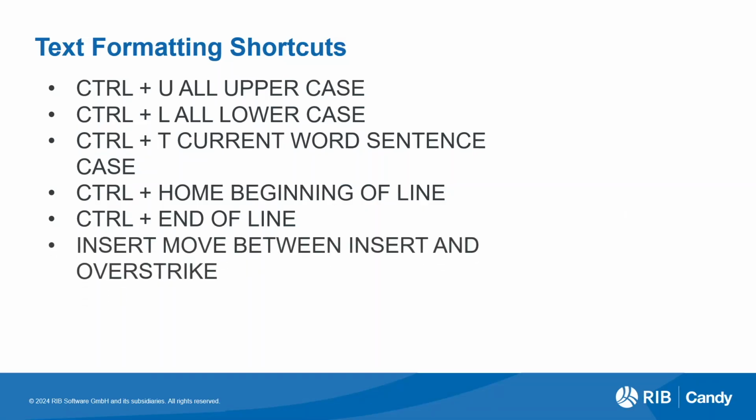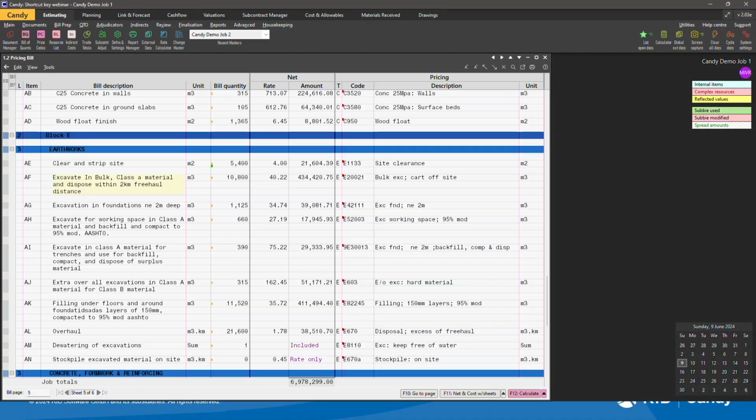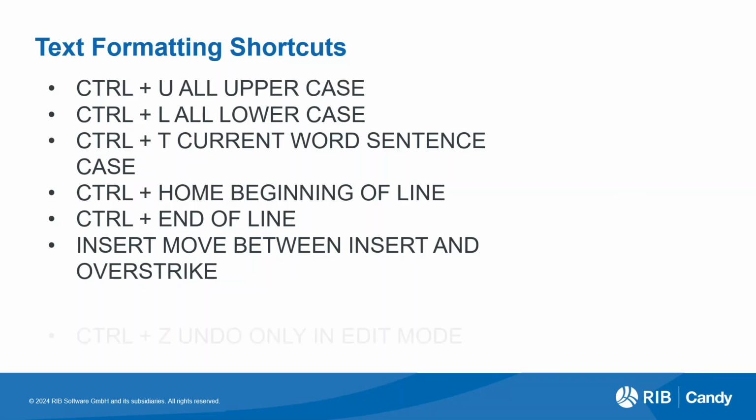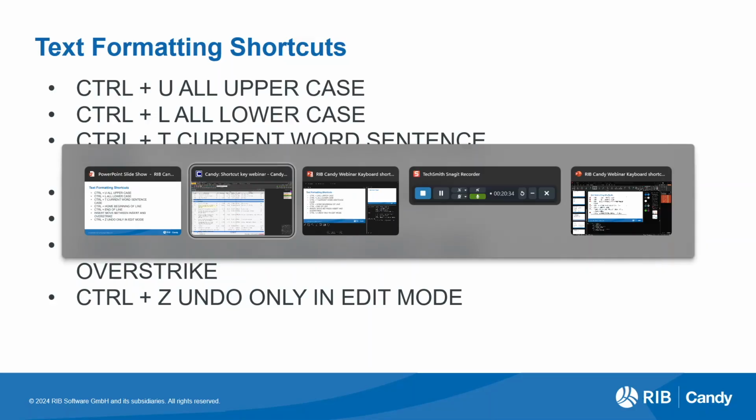If I press the Insert key, it will move between overstrike and insert mode. So what that means is if I go here to that item, for example, and I press Insert and I start typing test, you will see that instead of adding the word test, it will override that word. And if I press Control Z, it will change it back. That is then the last one, which is undo, but it only works in edit mode.